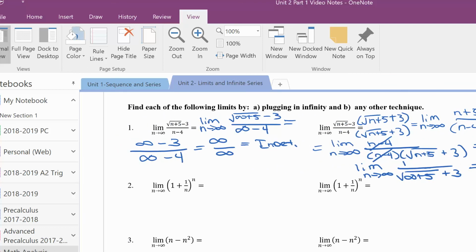So next one, by substituting in infinity, we get 1 plus 1 over infinity to the infinity power. Well, remember, sorry, I forgot to write the limit as n approaches infinity here. So 1 over infinity is 0. So it's 1 plus 0 to the infinity power equals 1 to the infinity, which is 1.